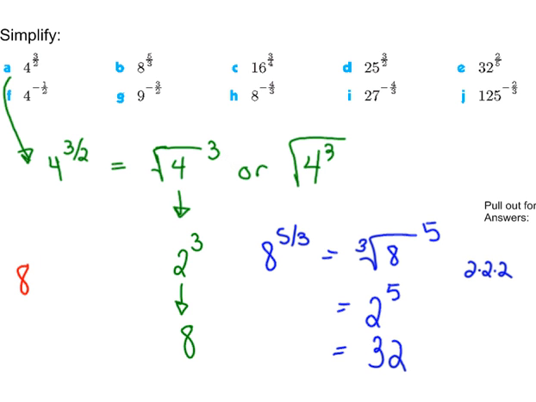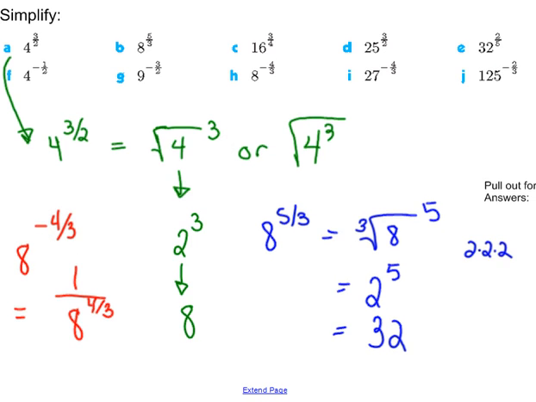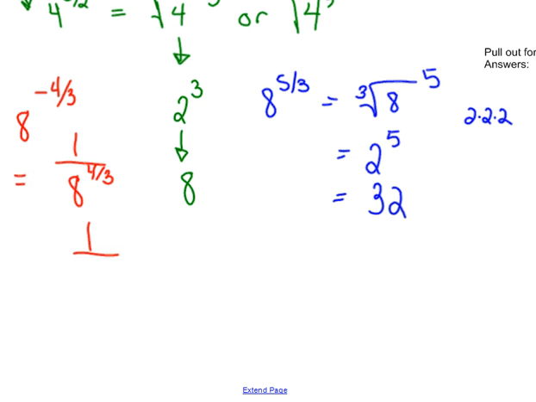So we've got this to the negative 4 over 3. Okay, so to deal with that, let's reciprocate this. We're then going to have 1 over 8 to the 4 over 3, which means we can again decide, do we want to take the cube root first or the power of 4 first? I like taking the cube root first. So we've got 1 over the cube root of 8 is 2, and this is to the power of 4.